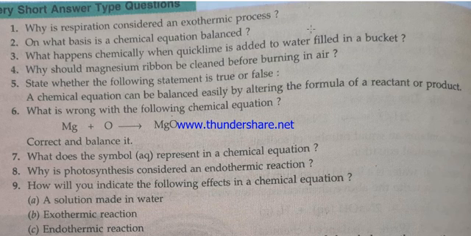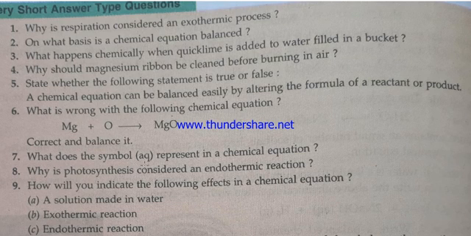State whether the following statement is true or false. A chemical equation can be balanced easily by altering the formula. No, false. What is wrong with the equation? That is, oxygen is wrong. Here O is found as O2. So the correct form is Mg plus O2. Here 2 is below, then it will form MgO. The correct equation is 2Mg plus O2 will form 2MgO.